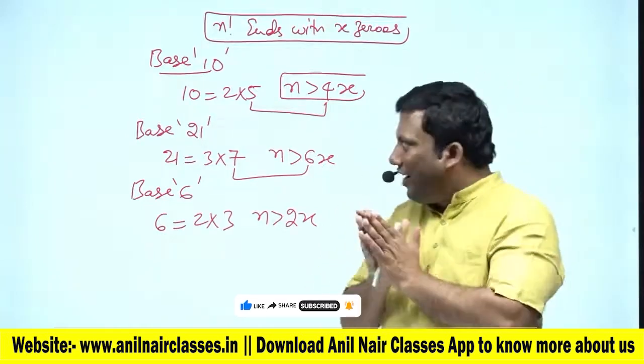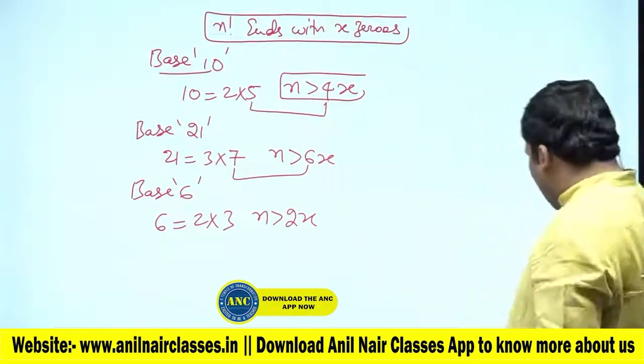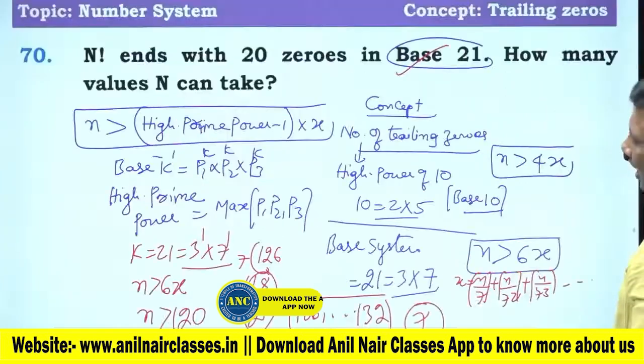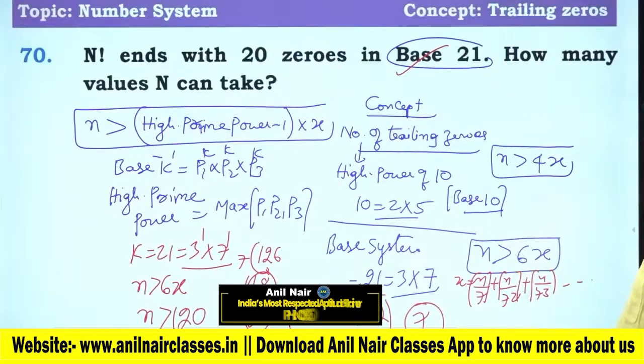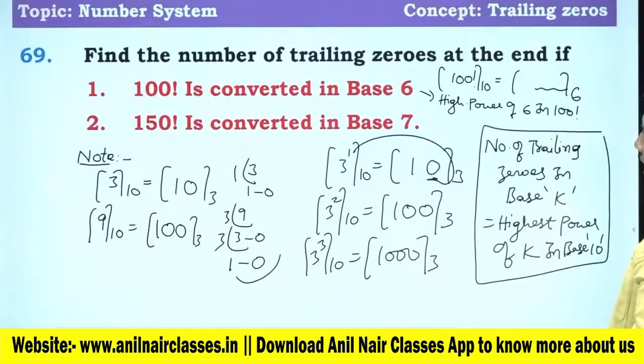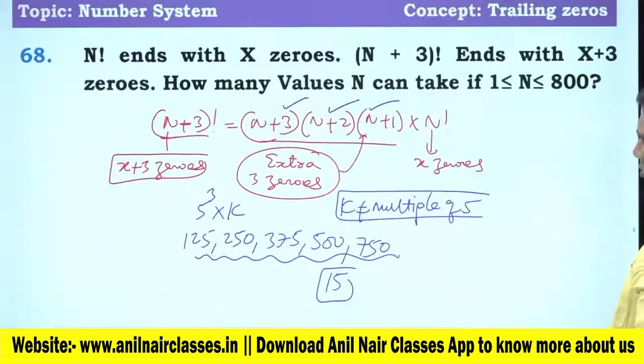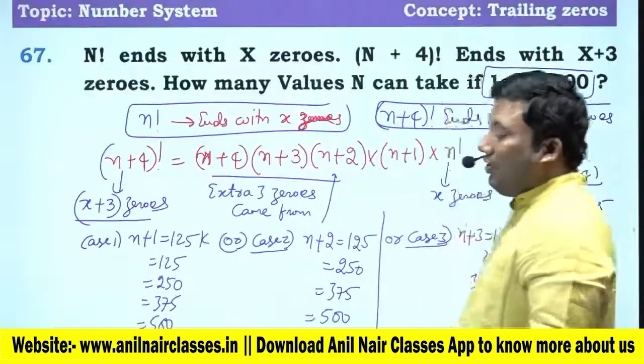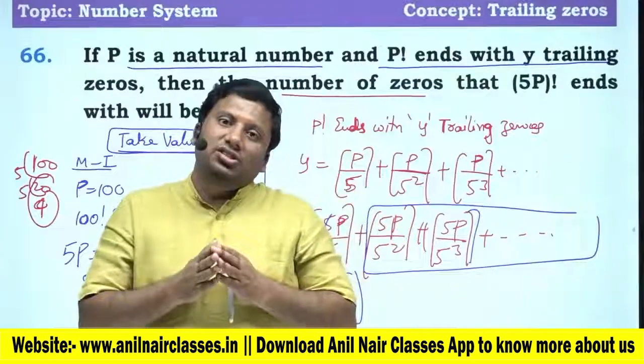These are some very, very interesting questions on base system. Now, n factorial ends with x zeros, n greater than 4x. For some other base, how to solve, how to find out the number of trailing zeros, all these questions we discussed. Trailing zeros session.